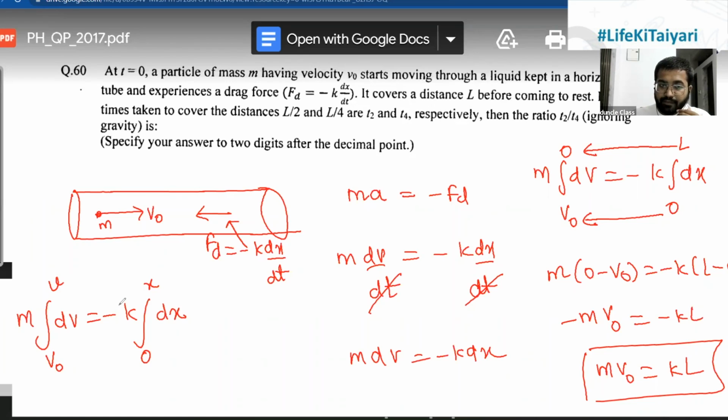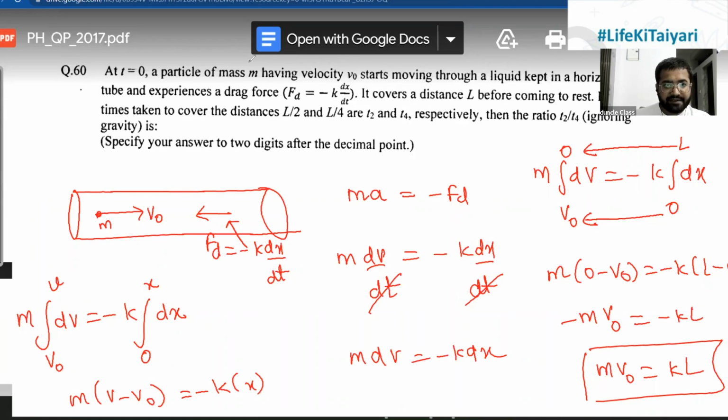Can't we write a as v dv by dx? No, that won't work. It is not given in terms of x, no? It's given in terms of minus dx by dt. The problem is it is given in terms of time, otherwise I would have done that. So this is m into (v minus v naught), this is minus of k into x. So we have got a relationship here.